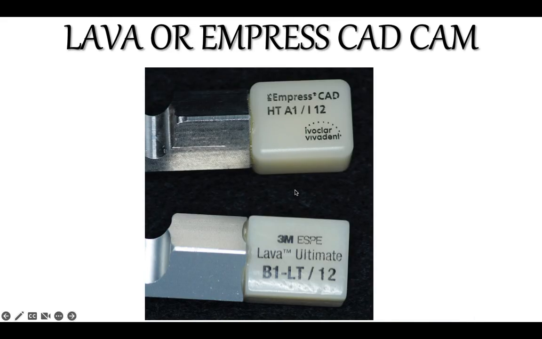You can observe here, for example, that they are very similar. It's very difficult to make a decision. What do we have in our hands? Is it a block for resin reinforced ceramic, or a block that is Leucite reinforced, or a lithium disilicate ceramic block?